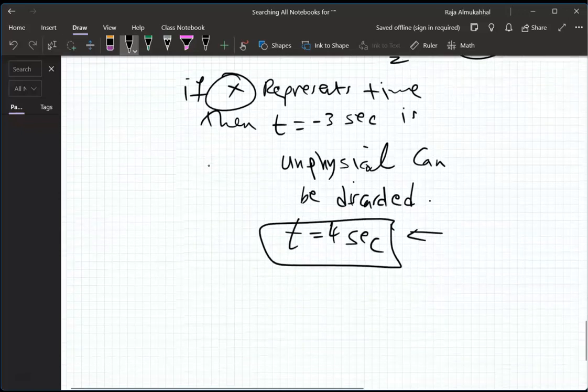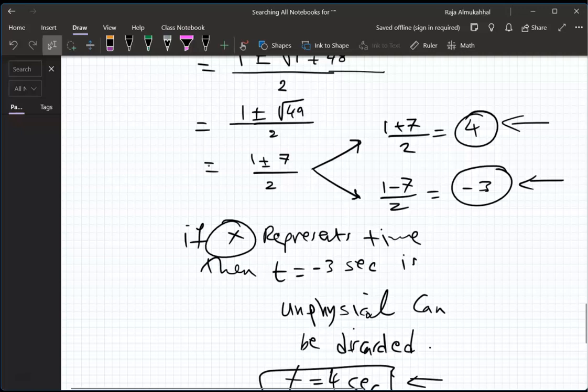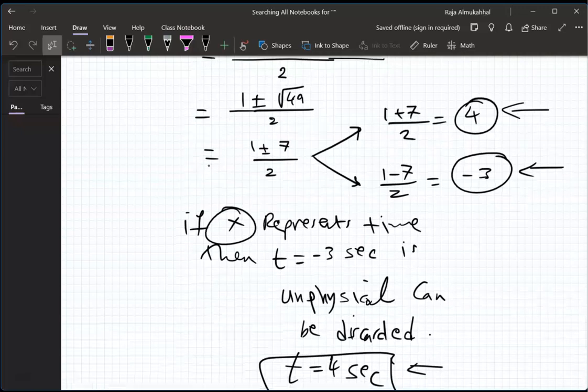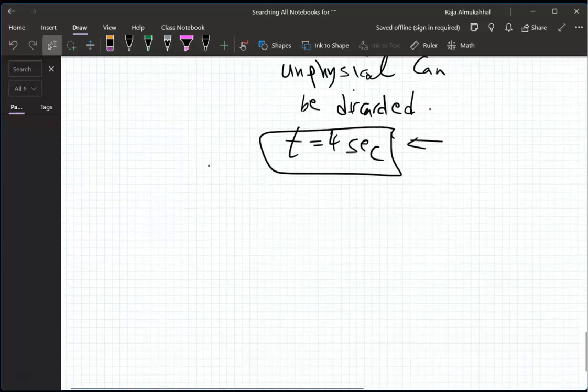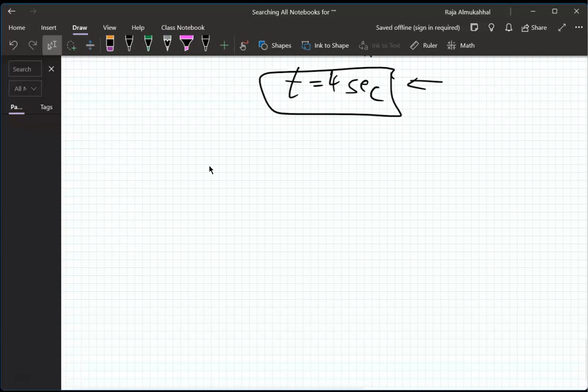It all depends. The whole idea is to be aware of those roots and look for a possibility of eliminating one of them because they could be unphysical. Okay, you see what I'm saying? That's all. That's basically what I wanted to say about the quadratic formula, the quadratic equation. Let me move on to the simultaneous equations.